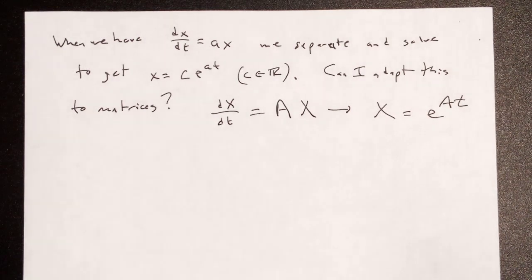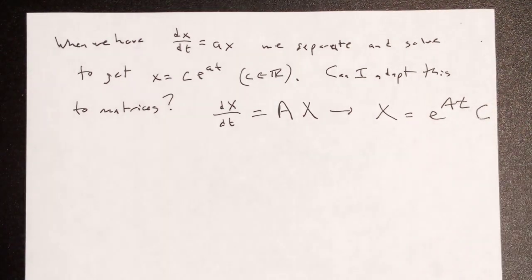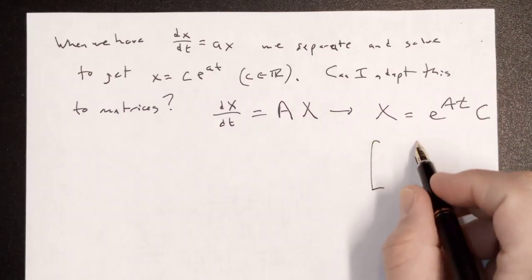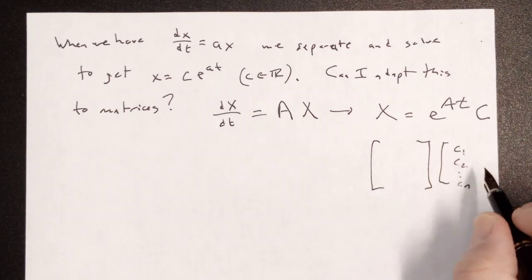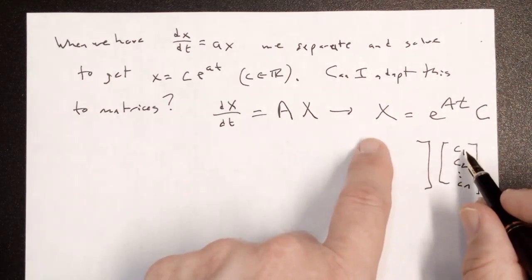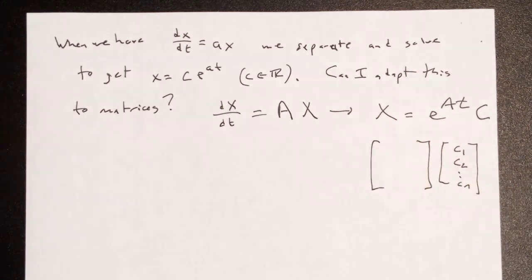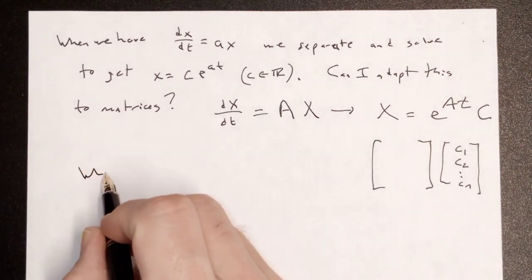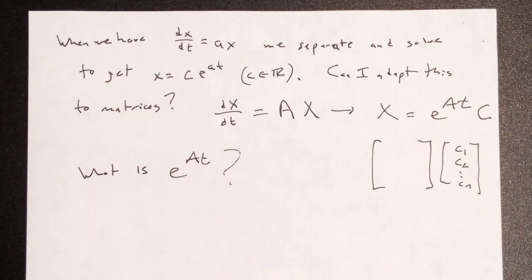If I make the first vector just be multiplied by a number, then I need to put that C on the right, so that I would have C1 times the first, C2 times the second, C3 times the third. That would make it work, right? And then I could do this like this. But what is e to a matrix?